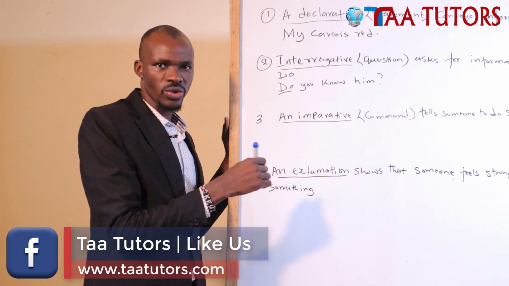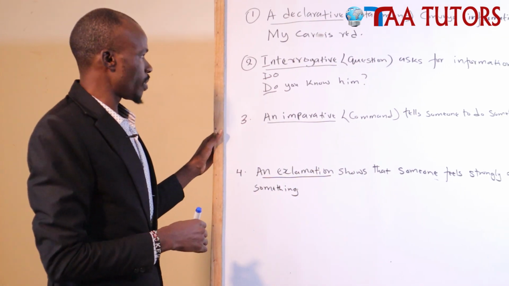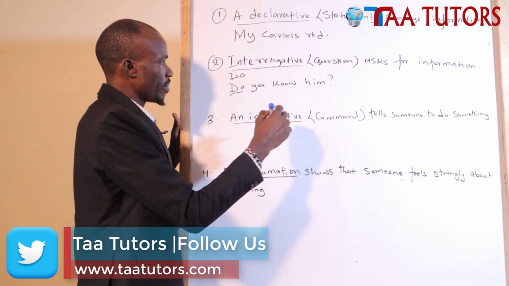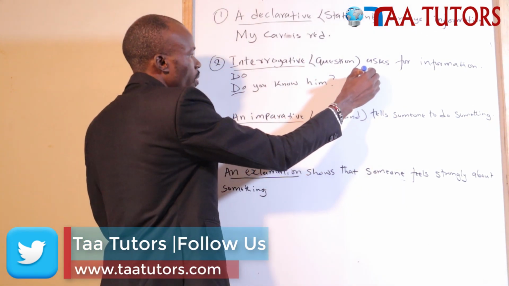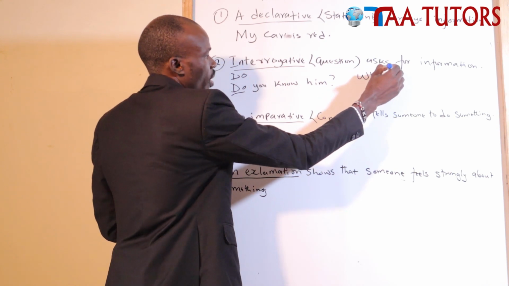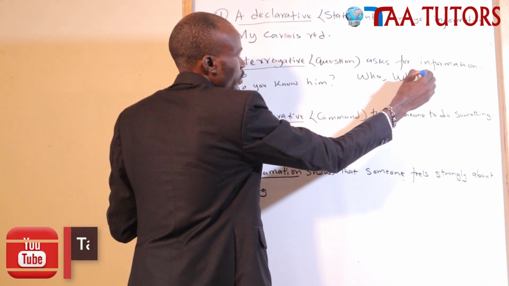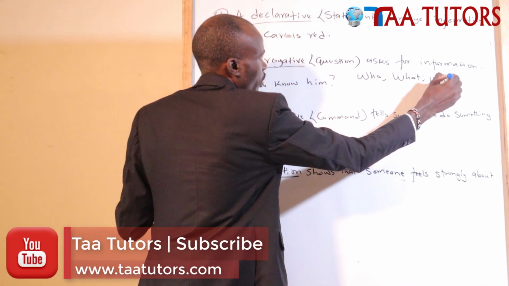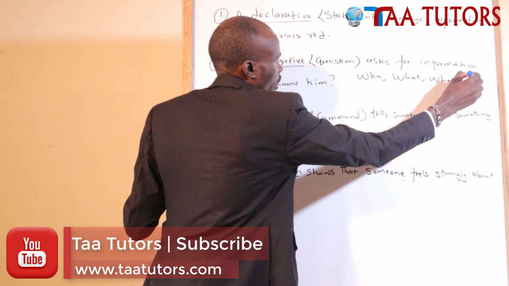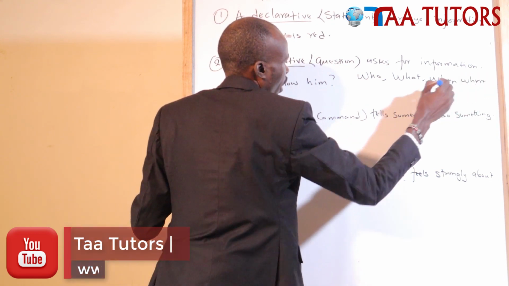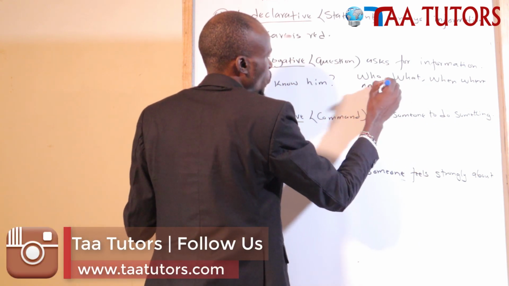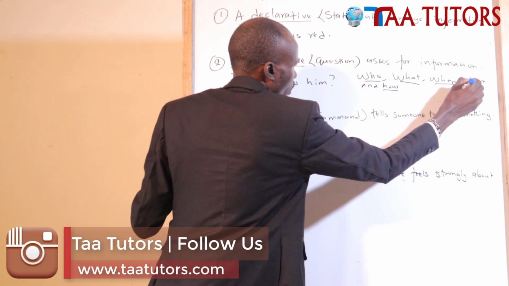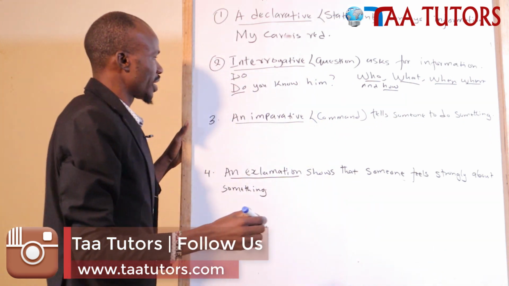We can also use the WH words to form a question. The WH words, as we have said in the previous lesson, are things like who, what, when, where, and how. So we can use either of these words to ask questions or to form the question sentence.